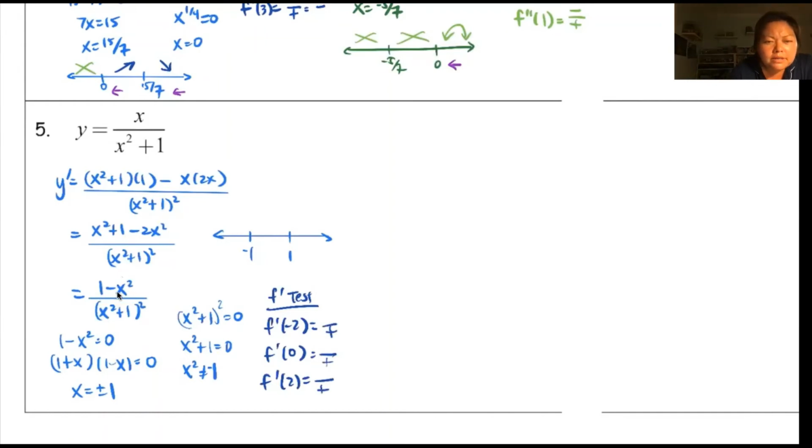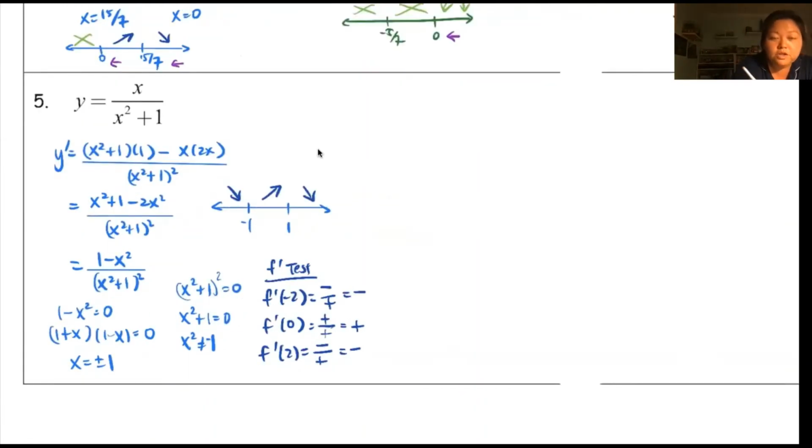So 1 minus negative 2 squared. So 1 minus 4, that is going to be a negative. So it's negative, that's decreasing. Plug in 0. So 1 minus 0, that's positive. So this is going to be positive, so increasing. And then plug in a 2, 1 minus 2 squared is negative. So I'm going to have a negative. So it's going like a curve, up, down again. Okay.